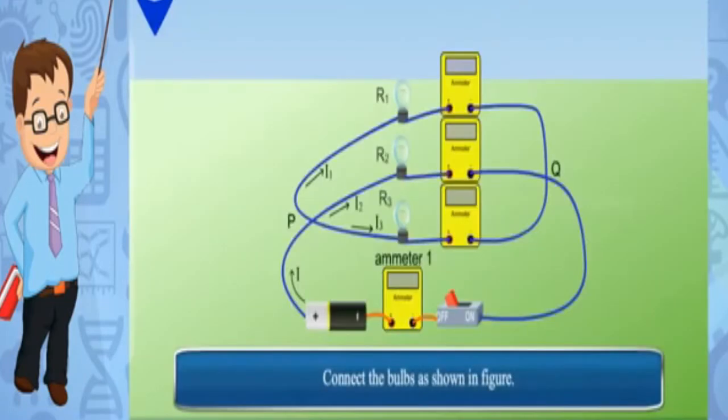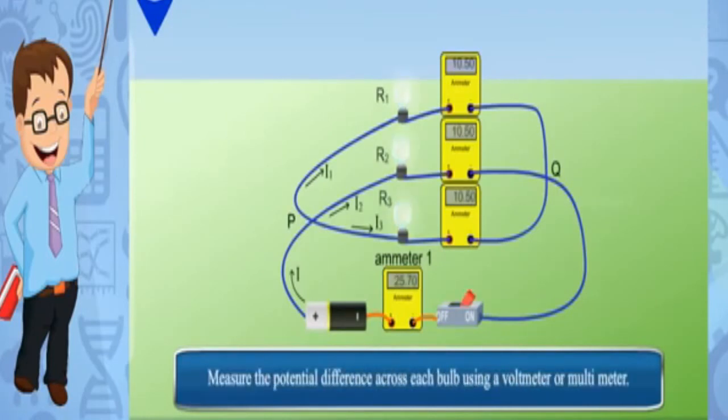Connect the bulbs as shown in the figure. Measure the potential difference across each bulb using a voltmeter or multimeter. The potential difference at the ends of each bulb is the same. These bulbs are said to be in parallel connection. Measure the electric currents flowing through each bulb using ammeters. Let I1, I2 and I3 be the currents flowing through resistors R1, R2 and R3 respectively.